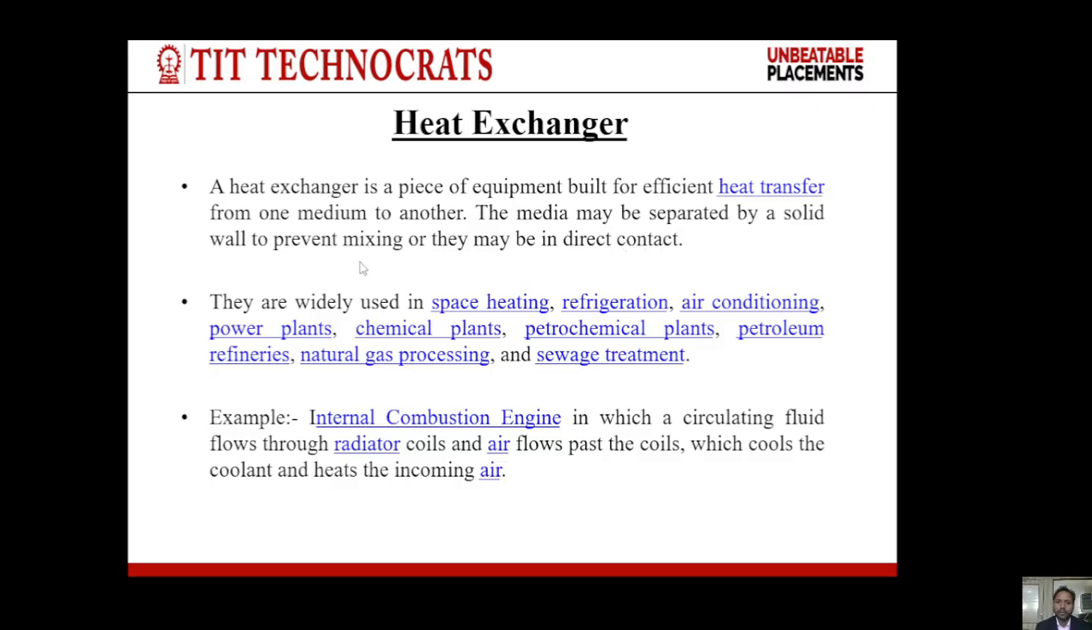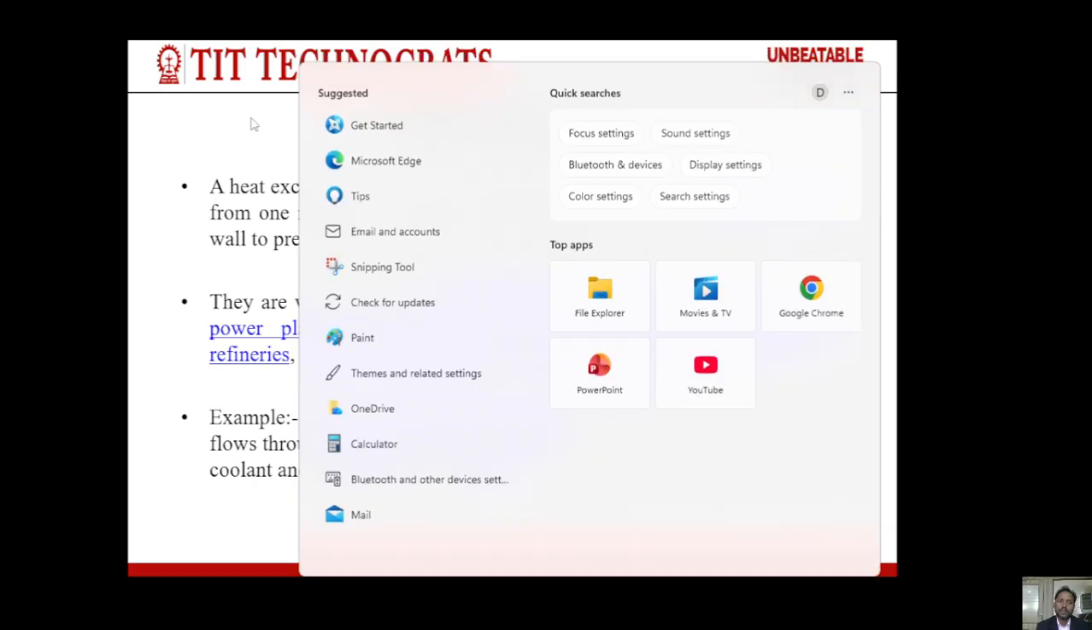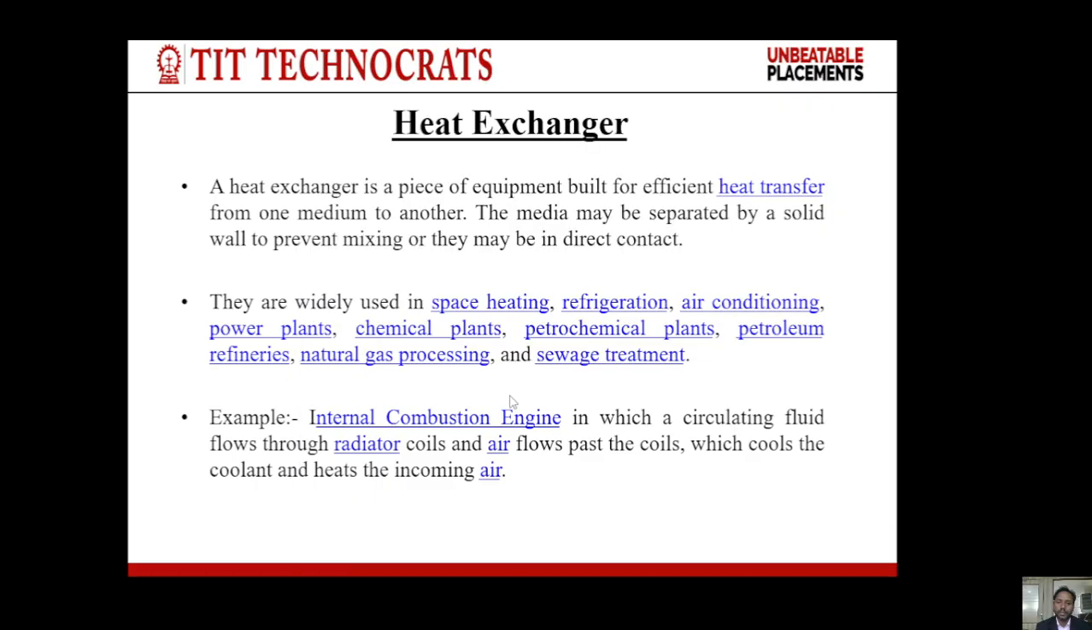So what are the applications of heat exchangers? Heat exchangers are widely used in space heating, refrigeration, air conditioning plants, chemical plants, petrochemical plants, petroleum refineries, natural gas processing, and in sewage treatment. We can see some examples also. One is the internal combustion engine, in which a circulating fluid flows through radiator coils and air flows past the coils, which cools the coolant and heats the incoming air.